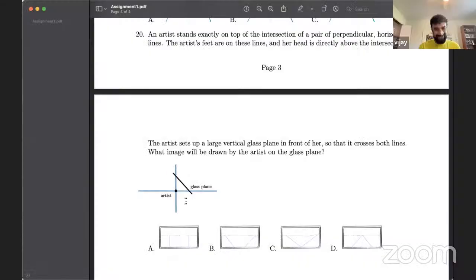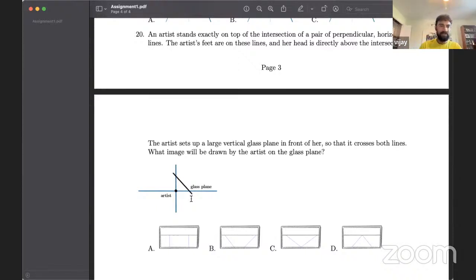Picture plane is where the artist is. In front of the picture plane is a glass. A glass plane is not a picture plane. Oh, no, sorry. The glass plane is the picture plane. Yeah, the glass plane is the picture plane. They're the same thing. Basically, the picture plane is just a plane. In this real life version, I made it a glass plane.